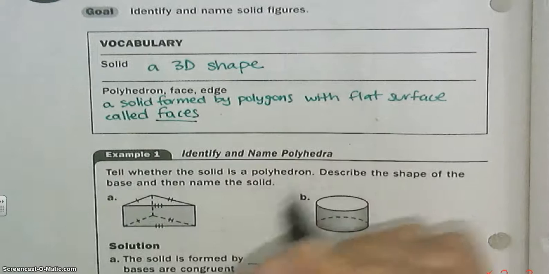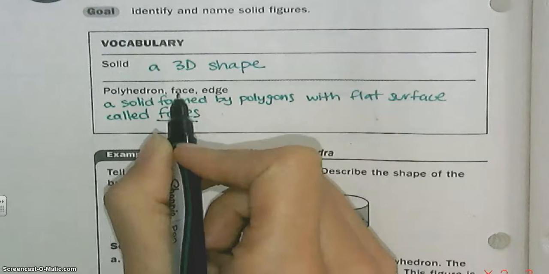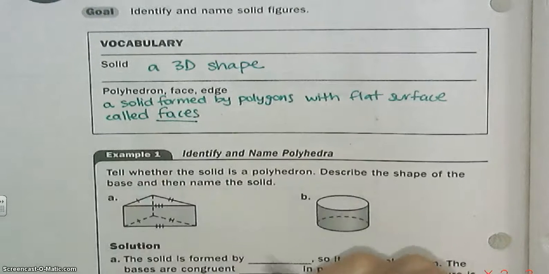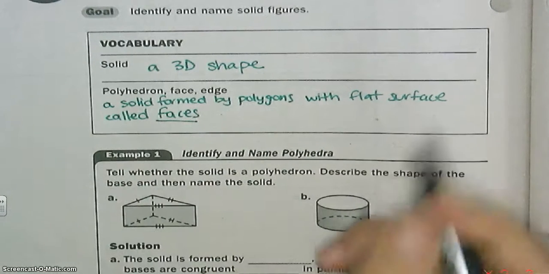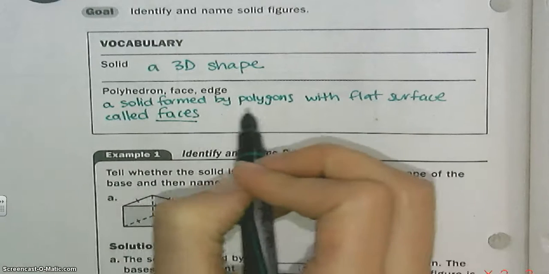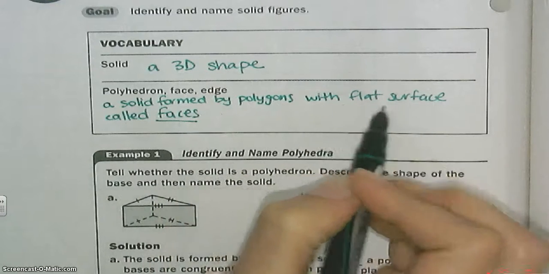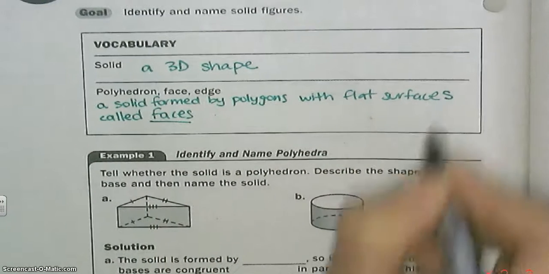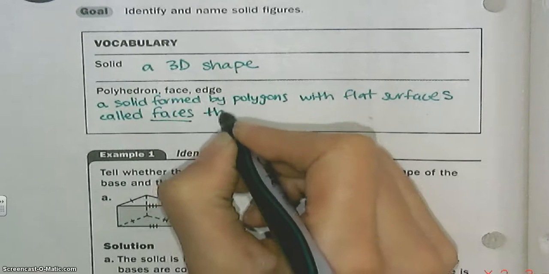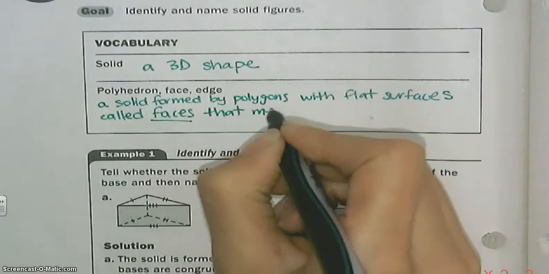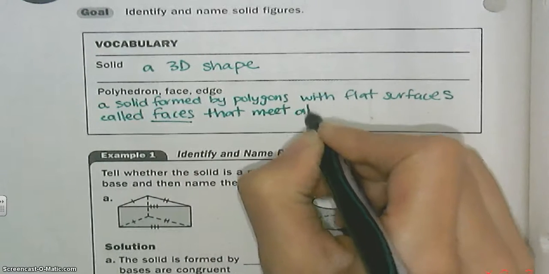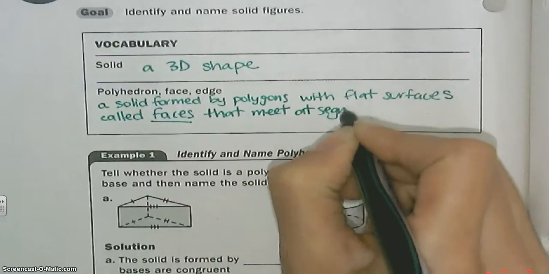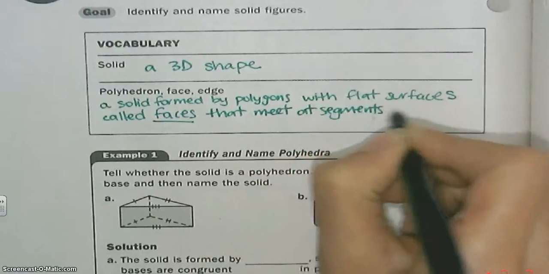So we've got polyhedron, face, and the edge is where the faces meet. So a polyhedron is a solid formed by polygons with flat surfaces, called faces, that meet at segments called edges.